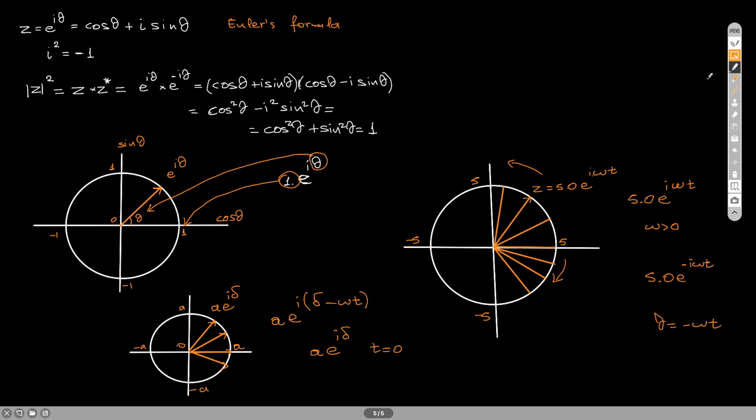Again, this A determines the magnitude of the complex number. The delta shows you the angle at t equals 0, and this here is showing you that your complex number is moving clockwise. At what rate? How fast is it moving clockwise? This depends on omega. So omega is the rate at which your complex number is moving clockwise.